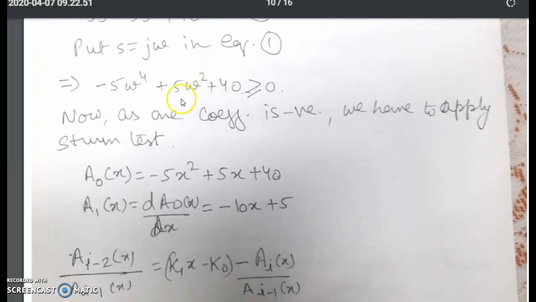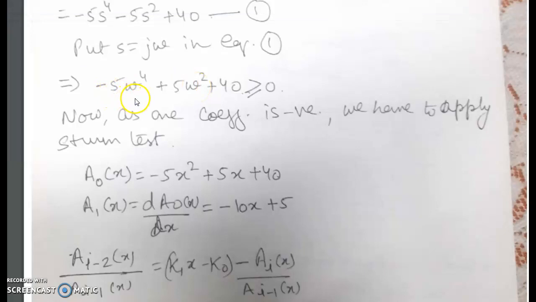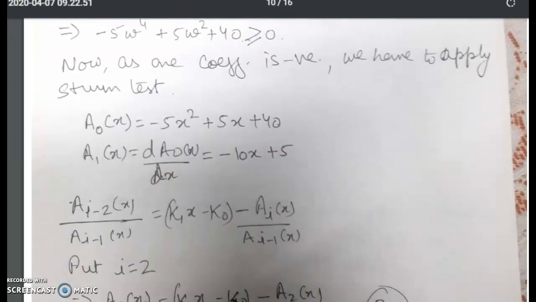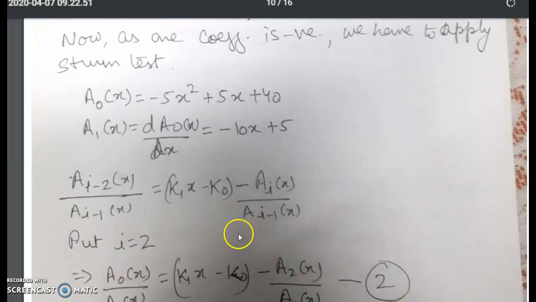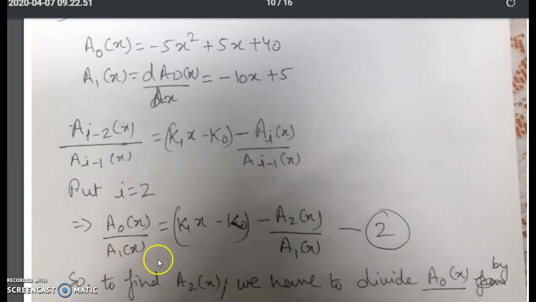In the Sturm test, we replace omega square by x. So the equation becomes minus 5x square plus 5x plus 40, and it is equal to the first iteration equation, that is a0x. Next, the next iterative equation is equal to dA0 upon dx, that is minus 10x plus 5. For the next iterative equation, we will put i is equal to 2 and it will be obtained using this Sturm formula. When we put i is equal to 2, this Sturm equation becomes a0 upon a1 is equal to k1x minus k0 minus a2 upon a1.